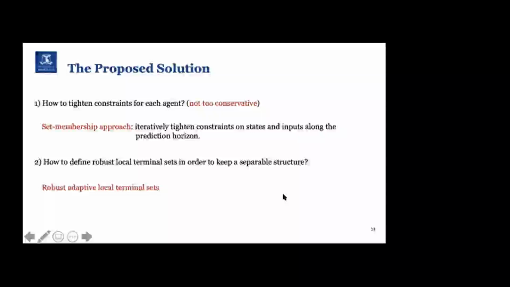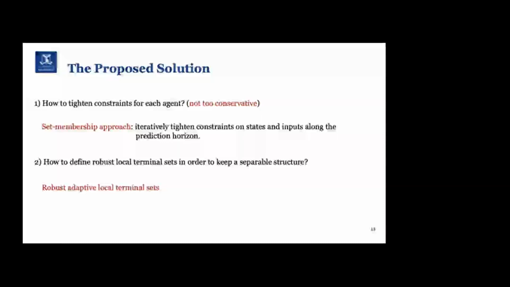And to solve the above mentioned two problems, we propose the following solutions. For the first one, to tighten the constraint for each agent, we want to use a set membership approach instead of using RPI sets. With the set membership approach and bounded disturbance, we can explicitly propagate the effect of those bounded disturbance sets along a finite prediction horizon. So like the tube-based approach, for the worst scenario, we can remove this explicit set instead of the RPI set, step by step. In this way, we can reach our goal. That is, we don't want to tighten the constraint too much. We want to leave more degrees of freedom.